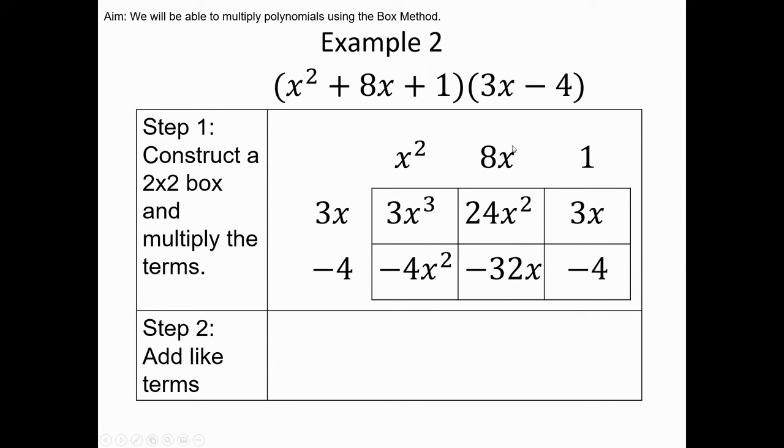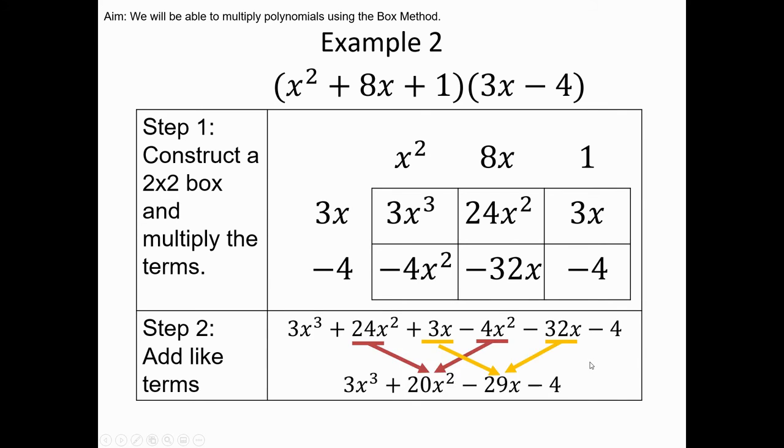Once I have everything out, guys, I have the boxes filled in. I'm going to take this first row and combine the second row. So it looks like this, 3x to the 3 plus 24x squared plus 3x, and then negative 4x squared minus 32x minus 4. Now I'm going to look for any like terms. And you might know something interesting about this one. I noticed that there's 2 x squareds right here, but there's also 2 normal x's. So we have 2 sets of like terms.